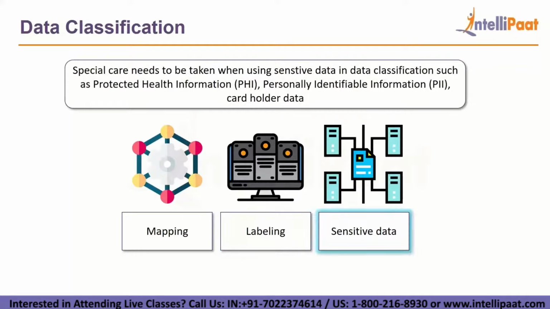Then comes sensitive information. Whenever dealing with data classification with sensitive data, special care needs to be taken of the data that is being used for data classification, such as protected health information, also called PHI, personally identifiable information, PII, and cardholder data. So depending on the kind of data that you're working with, there are special kinds of care you need to take when you're dealing with these kinds of data. So these are the considerations that you need to take care of. These are the processes that work with data classification.